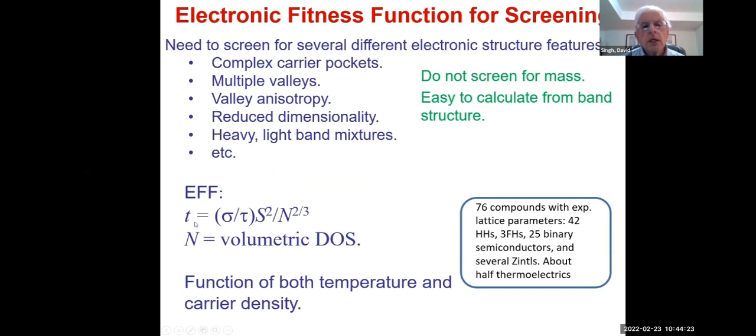The idea of the electronic fitness function, T, was to have something that you get directly from BoltzTraP, and that can quantify this decoupling of sigma and S. So the electronic fitness function that we defined is sigma over tau, that comes directly from BoltzTraP, times the Seebeck coefficient squared, with the constant scattering time approximation, that comes directly from BoltzTraP, and then divided by the density of states to the 2/3 power. The reason for that is that we wanted a factor that would say that high density of states tends to reduce the relaxation time. In other words, it leads to higher scattering, and there are various mechanisms for that.